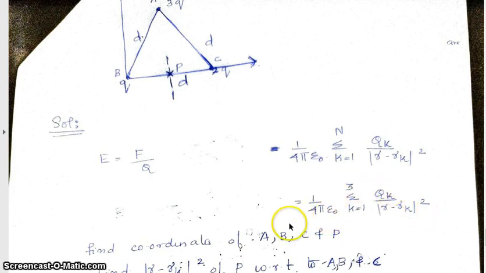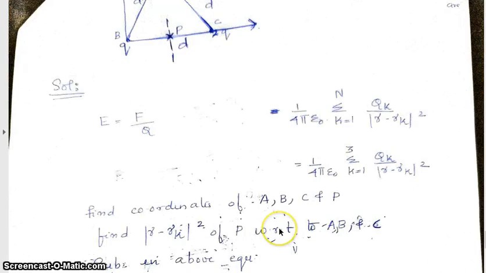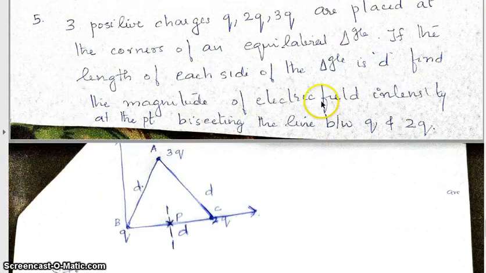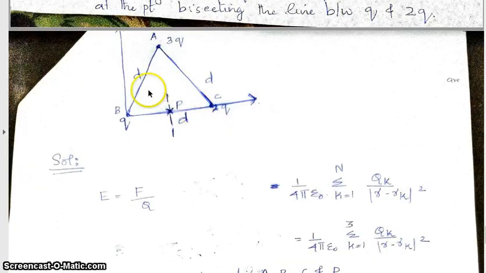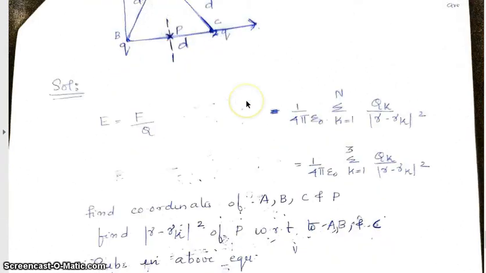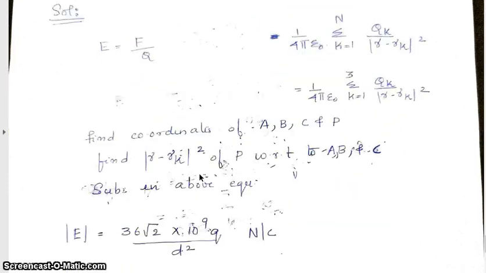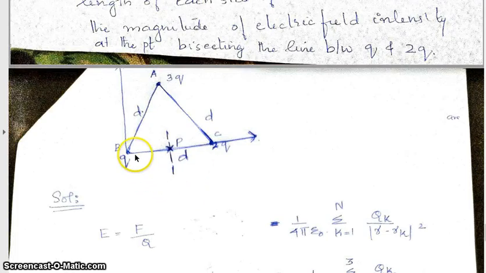Next, the question is, you have to find the magnitude of electric field intensity at the point bisecting the line between q and 2q. So you have to find the electric field intensity at this point due to A, B and C. Next you have to find the position vector of A, B, C with respect to point P.